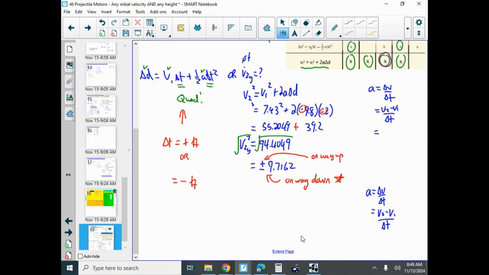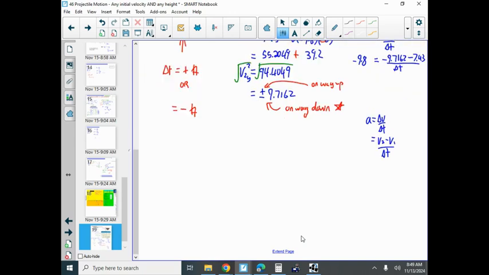So we have our V2. So let's do the on the way down one here, because that's the one that's like the actual situation, right? So we've got the V2 is the negative 9.7162, taking away the initial velocity of the 7.43. And we're looking for the time, and we know that it's negative 9.8. So you solve out for time.